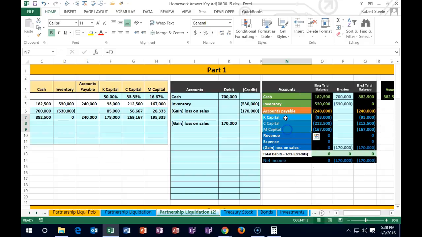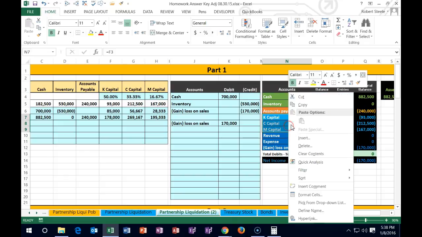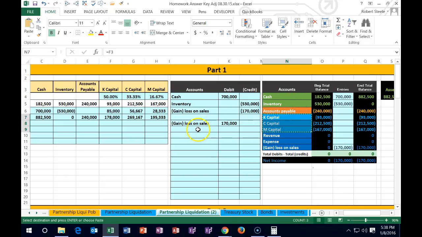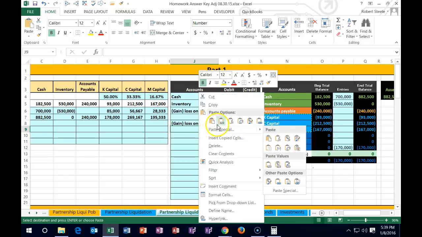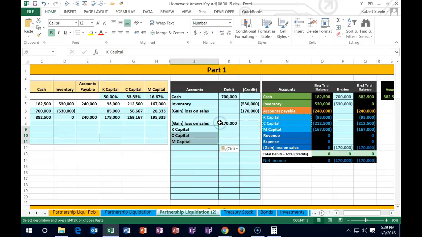I highlight all 3 of them, right click and copy. And I'm going to paste them right here in J9, right click and paste 1, 2, 3. We're in the credit side. Now we could just list these numbers, the 85, the 56, the 28, 33.